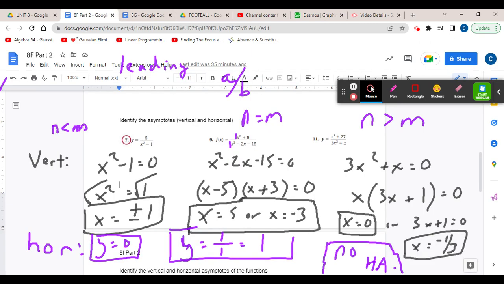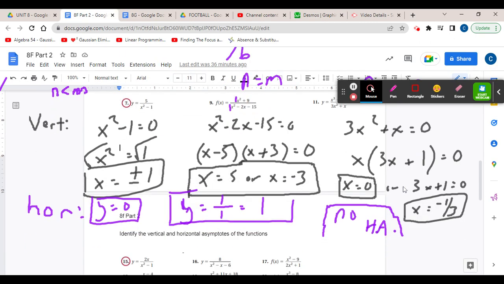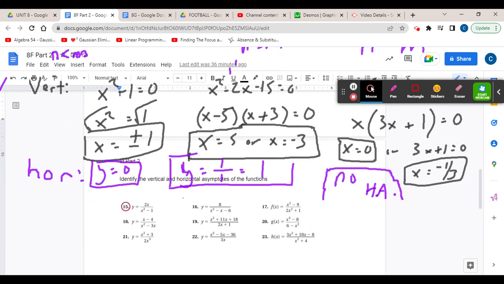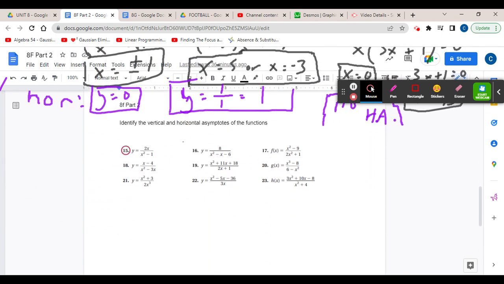All right, so that's some good proof right there where we can see our asymptotes in action and apply our rules. And so now you guys can go ahead and do these and then use the Desmos calculator to check your work.